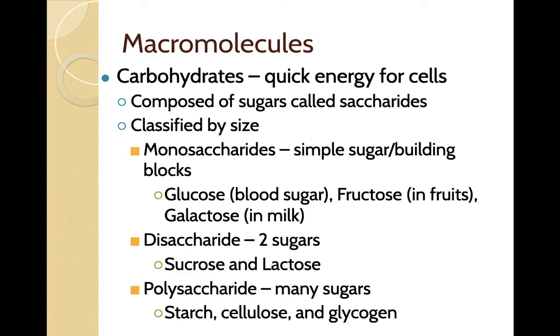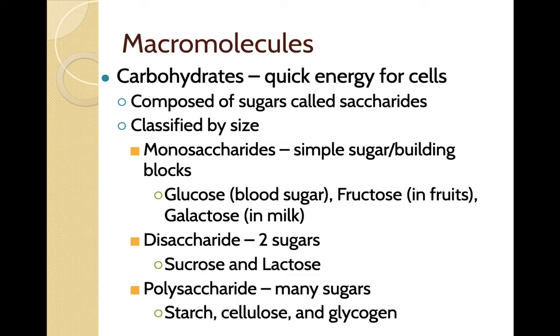There's 4 main ones you need to be aware of. One are your carbohydrates. Carbohydrates are what our body uses for our quick energy. This is like that glucose that we break down to make that ATP. It's composed of sugars, so we call those saccharides. So a monosaccharide, mono means one, so this is one sugar. These are your simple sugars. These are your glucose, fructose in fruits, easy to break down.